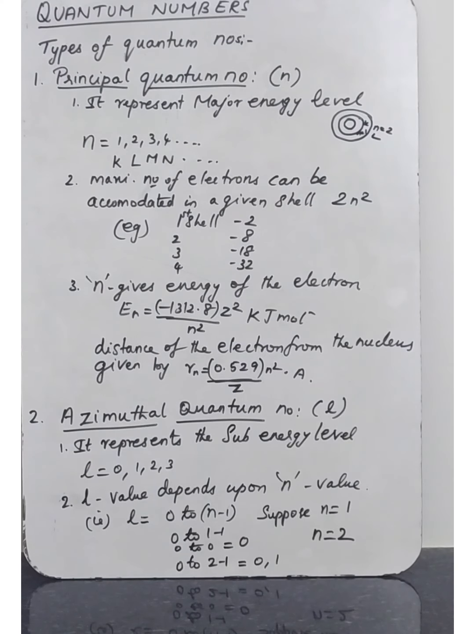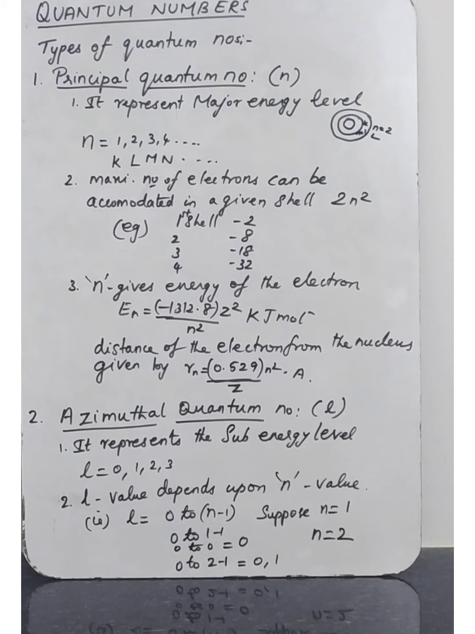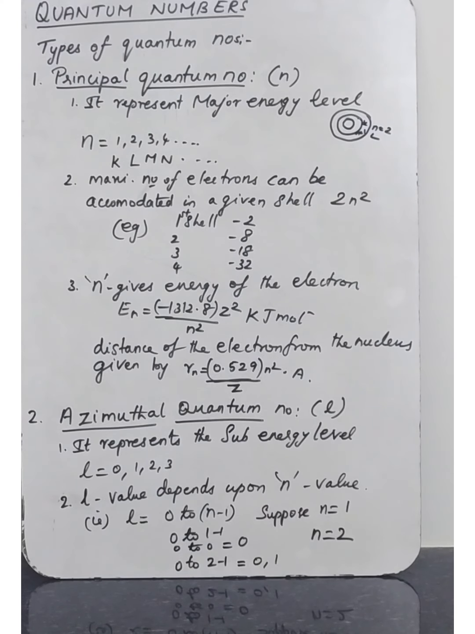There are totally 4 types of quantum numbers: 1, principal quantum number; 2, azimuthal quantum number; 3, magnetic quantum number; 4, spin quantum number. These are the 4 types of quantum numbers. One by one we can discuss. First one, principal quantum number.